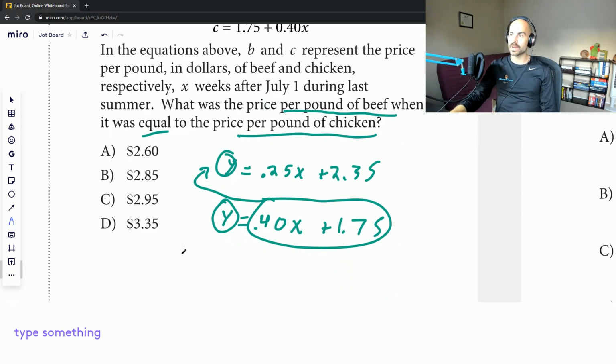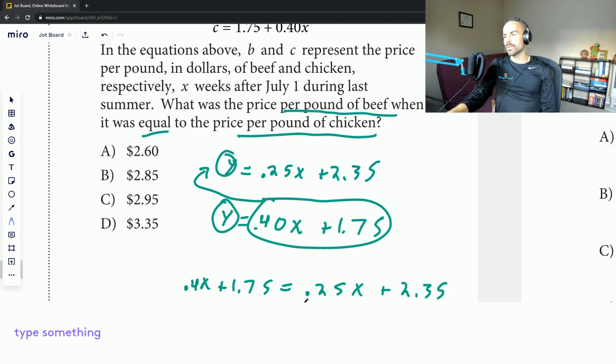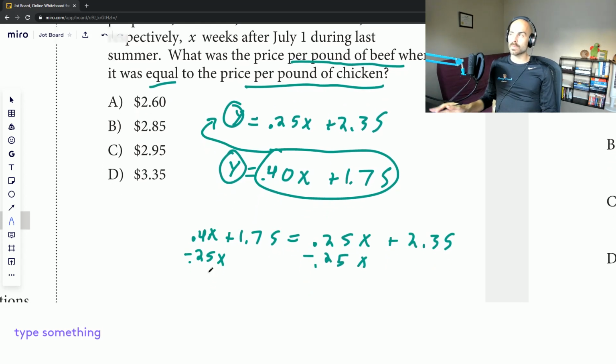So I can now rewrite the problem as 0.4x plus 1.75 is equal to 0.25x plus 2.35. I'm going to subtract 0.25x here, so that I can stay positive with my x value. That just helps me make fewer mistakes. And what does that give me? That would be 40 minus 25, so 15.